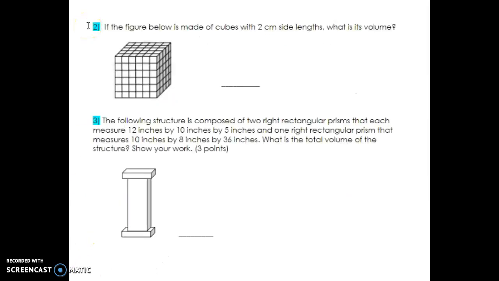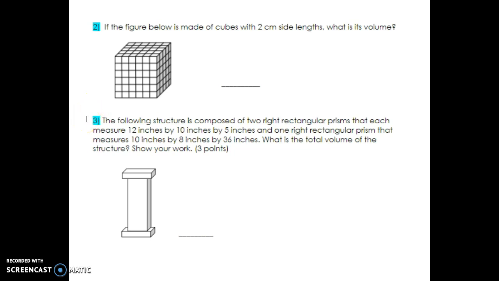Number 2. If the figure below is made of cubes with 2 centimeter side lengths, what is its volume? Please note that each cube is worth 2 centimeters, so you are counting by twos.